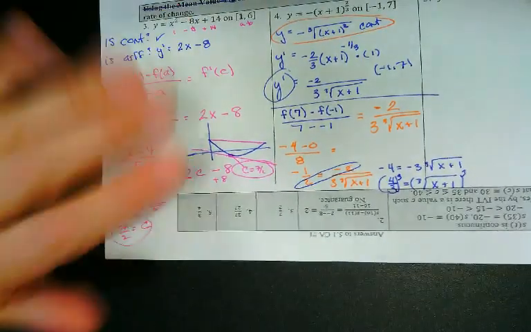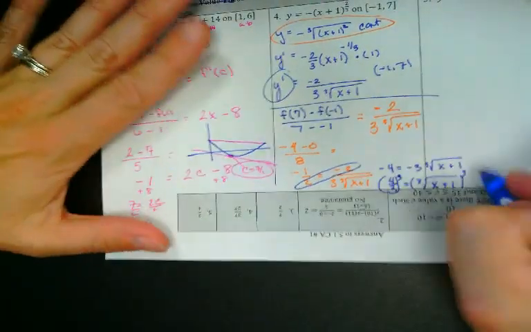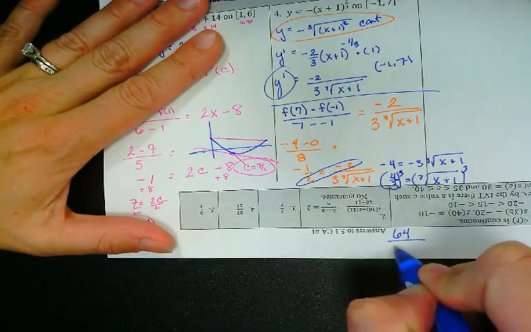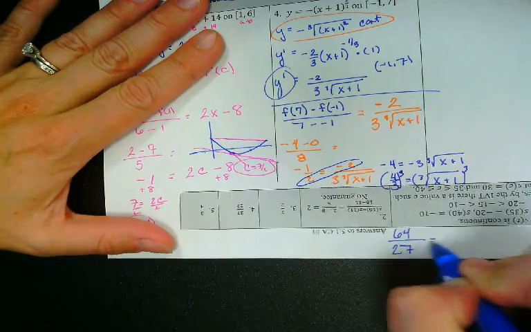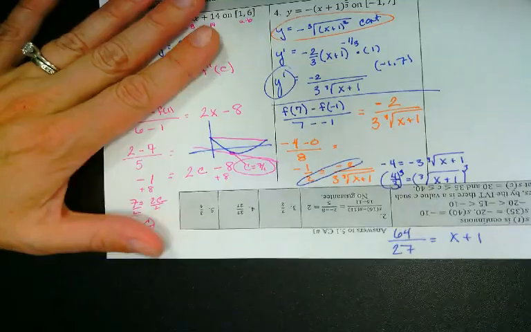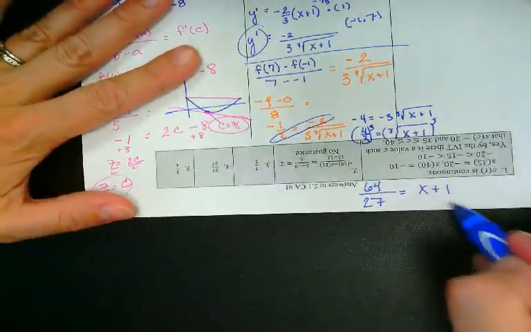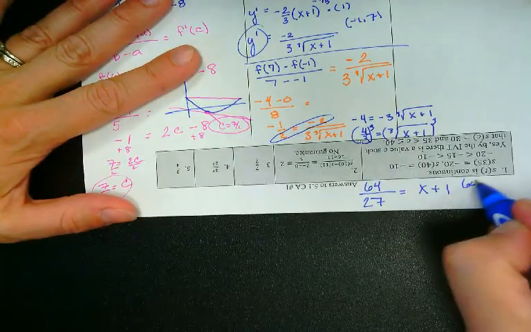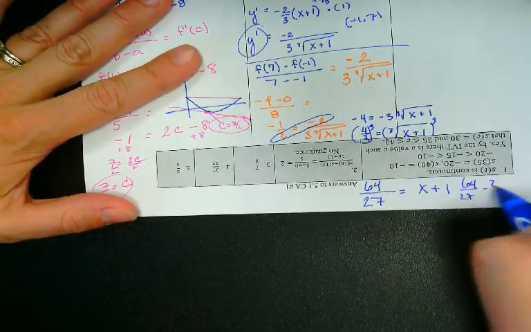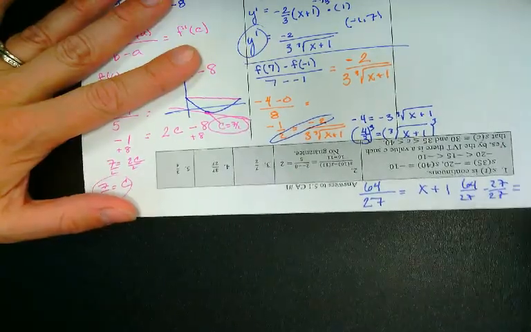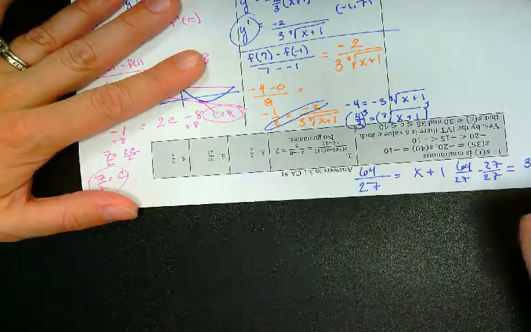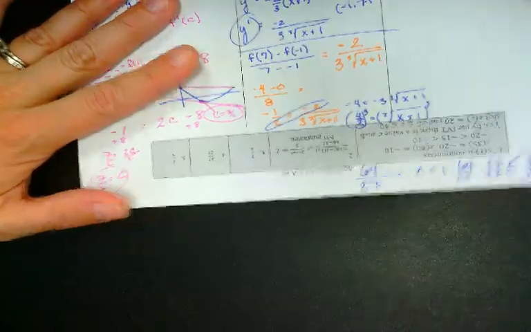Okay, so when you cube the fraction, just cube the top. 4 cubed is 64. 3 cubed is 27 equals x plus 1. And then I just have to subtract over the 1. I'm going to think it is 27/27ths. So I'm going to have 64/27ths minus 27/27ths, which should get us 37/27ths.